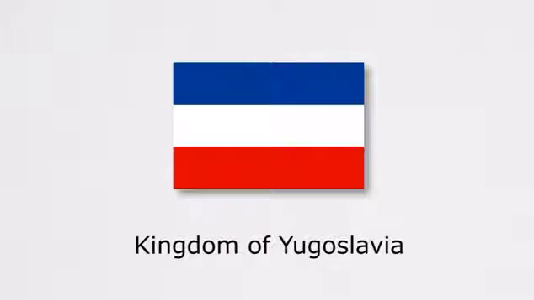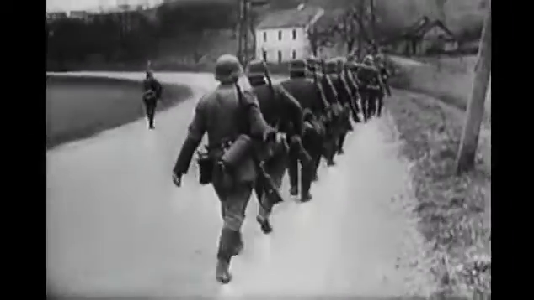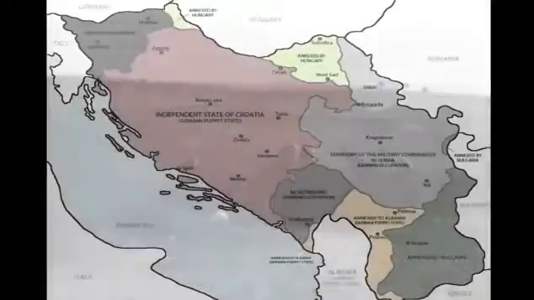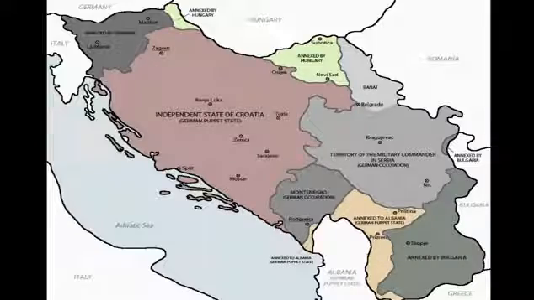the Kingdom of Yugoslavia. This lasted until about 1941, when Yugoslavia was occupied by the Axis powers of Nazi Germany and Fascist Italy during World War II. The Axis powers installed their own puppet governments, which effectively ended the Kingdom of Yugoslavia.